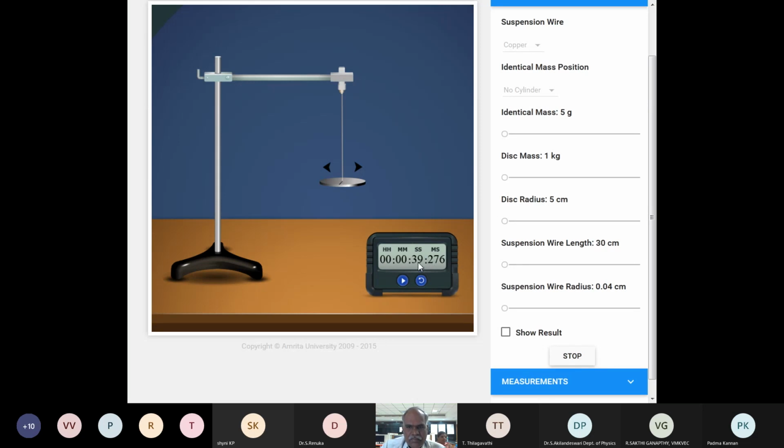So this is trial 1. Without mass, we are performing the experiment and finding the time for 10 oscillations. The time is 39 seconds, so we just note it. Then again we repeat the experiment, that is called trial 2. Reset the clock. Then again we leave 3 oscillations, then we start the counting and start the clock.